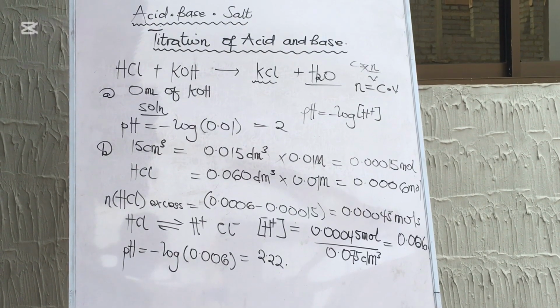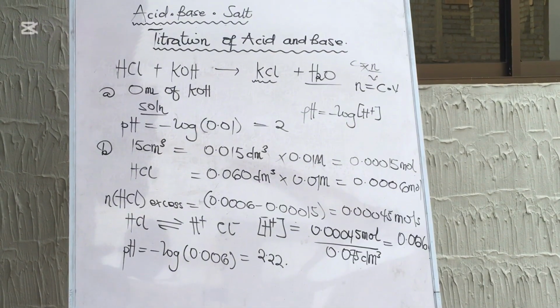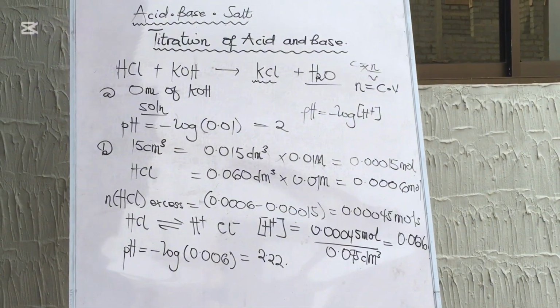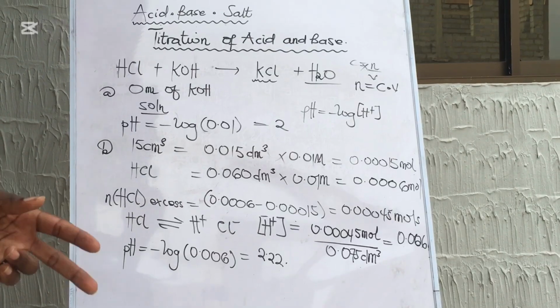So let's move to the next step, where we've added 30 centimeter cube of the KOH, and let's see whether the pH will rise or still remain the same.